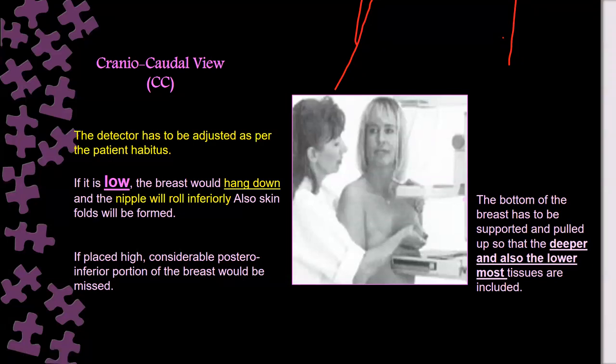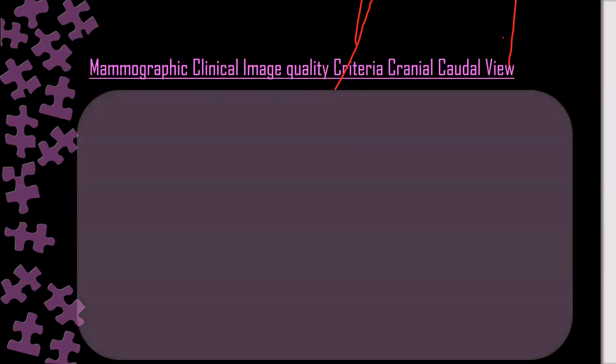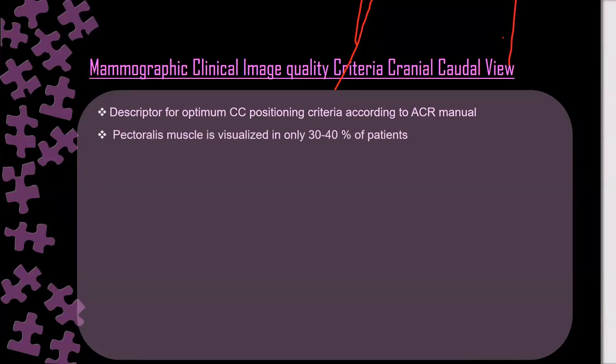Otherwise, it can result in hanging or sagging of the breast, and the deeper breast might also be cut, so the lowermost portion of the breast is not included. So the descriptor for optimum CC positioning criteria according to the ACR is that the pectoralis muscle is visualized in up to 40% previously. But with newer positioning skills, they found it up to 60%, but no more than that.